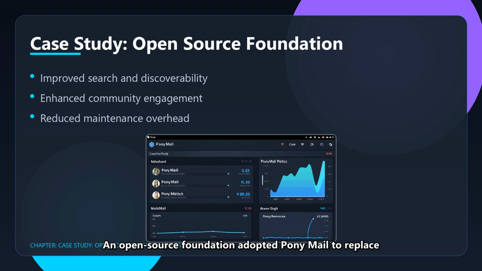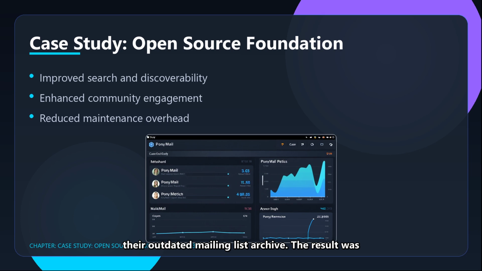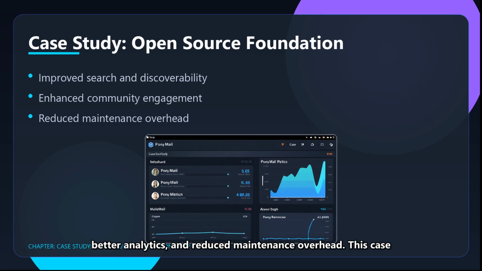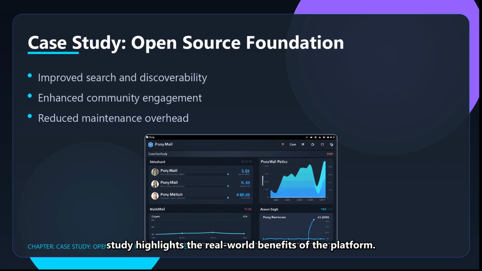An open-source foundation adopted Pony Mail to replace their outdated mailing list archive. The result was improved search and discoverability, enhanced community engagement through better analytics, and reduced maintenance overhead. This case study highlights the real-world benefits of the platform.